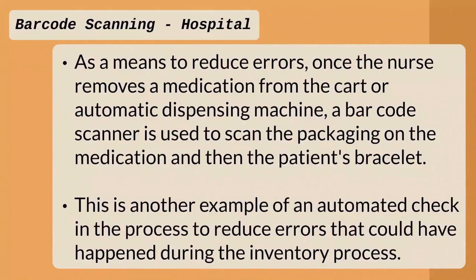So as a means to reduce errors, once the nurse removes a medication from the cart or automatic dispensing machine, a barcode scanner is used to scan the packaging on the medication and then the patient's bracelet. This is another example of an automated check in the process just to reduce errors that could have happened during the inventory process.